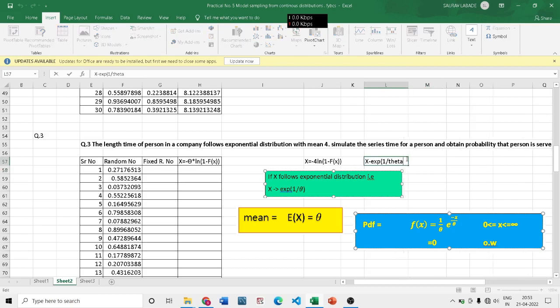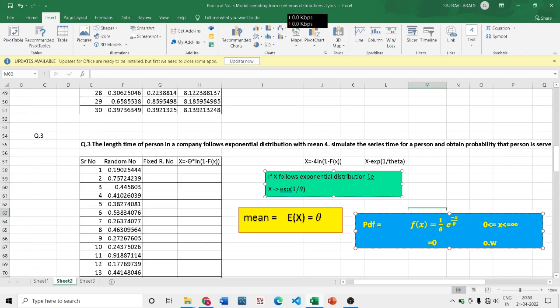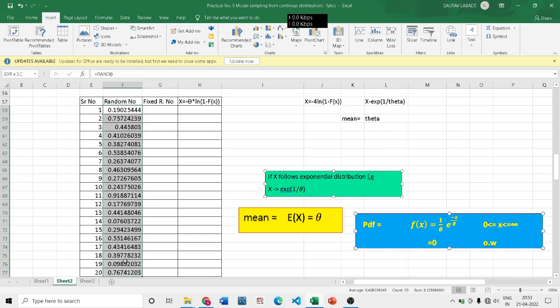And that is the reason the mean of the exponential distribution will be equal to theta. So this is the mean of the exponential distribution. Now here again, we will fix our random numbers.